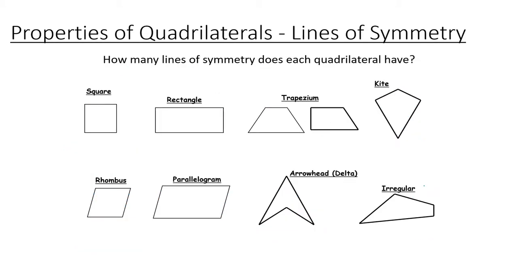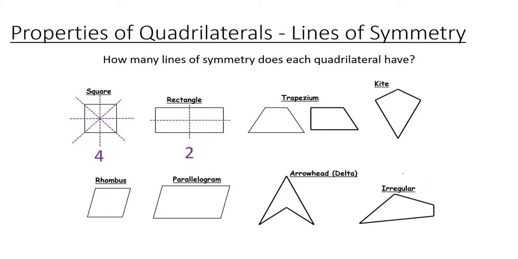Now let's talk about lines of symmetry. So how many lines of symmetry does each quadrilateral have? Our square has 1, 2, 3, 4. So that's 4 lines of symmetry. Our rectangle has 1, 2 lines of symmetry.